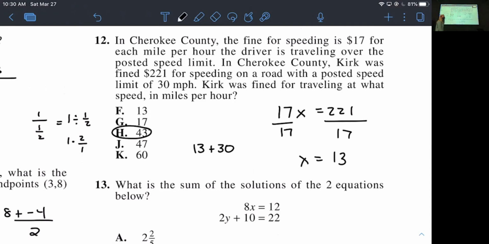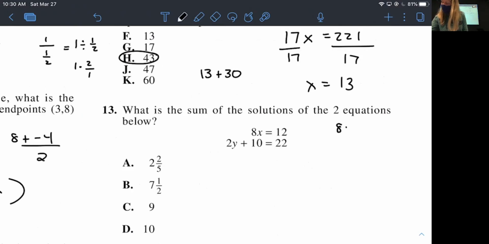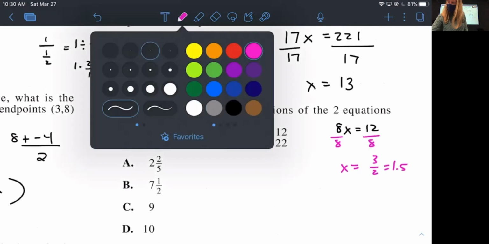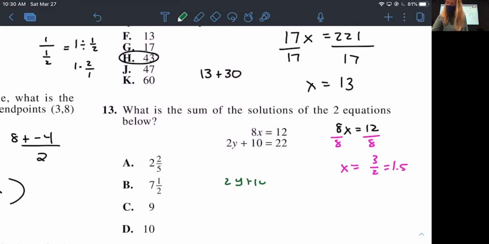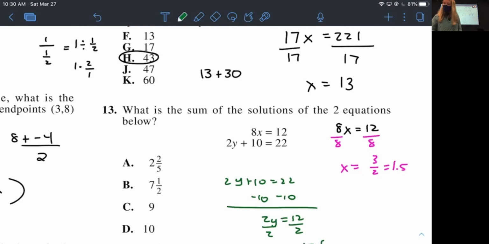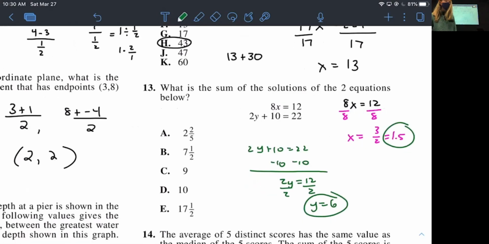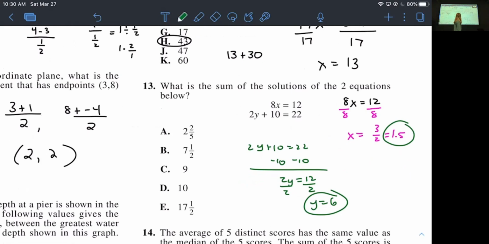13 says, what is the sum of the solutions to these two equations? So we've got to solve these two equations. How do I solve 8x equals 12? Divide, good. So divide by 8, divide by 8. And x is going to equal 3/2, which is 1.5. And then we've got to solve 2y plus 10 equals 22. So subtract the 10, subtract the 10. 2y equals 12, divide by 2, and y is 6. What's the sum of those two solutions? 7.5. Questions on 13?